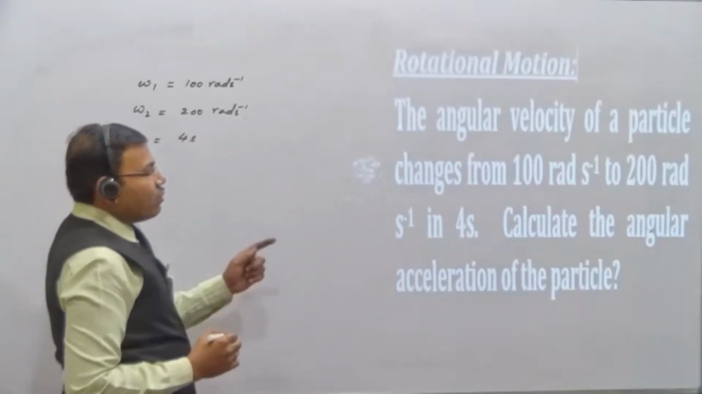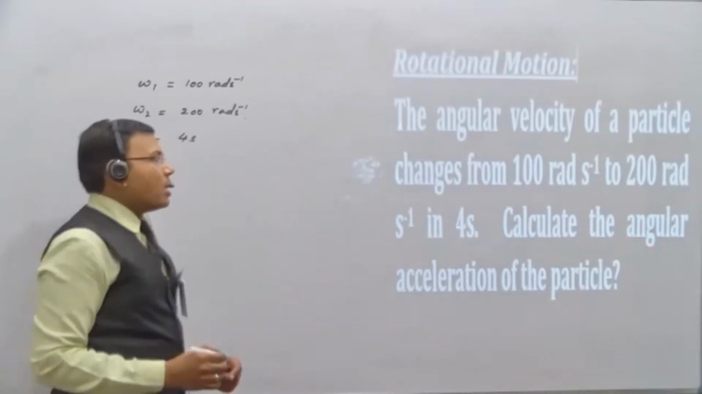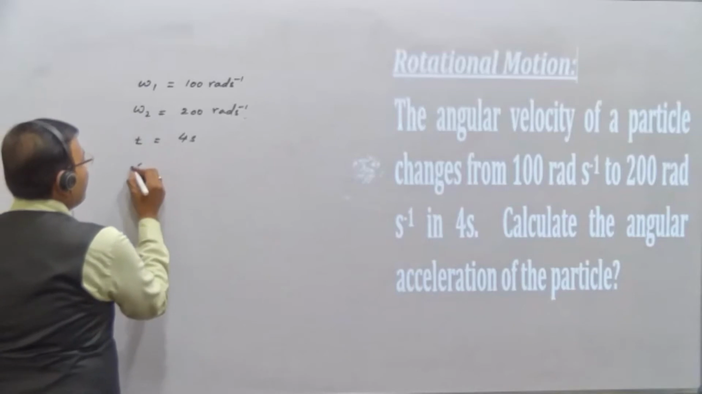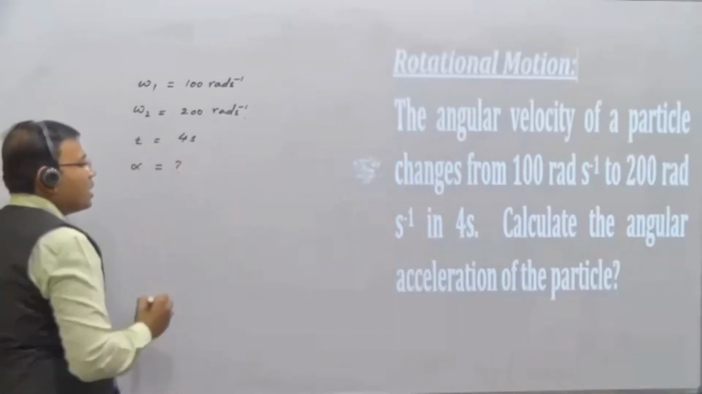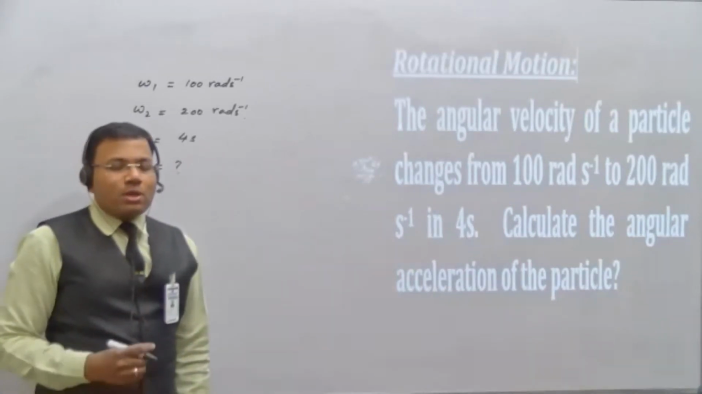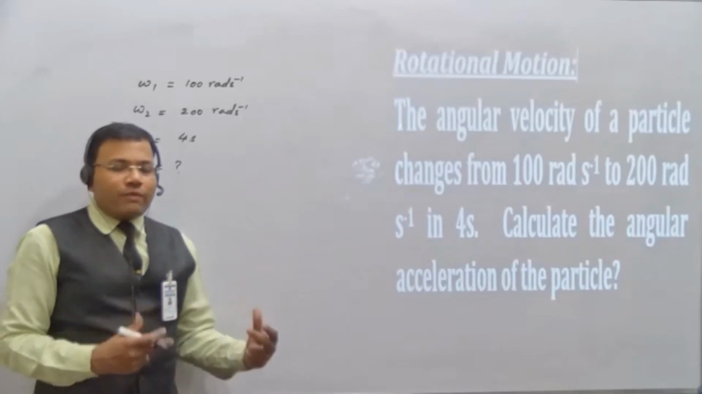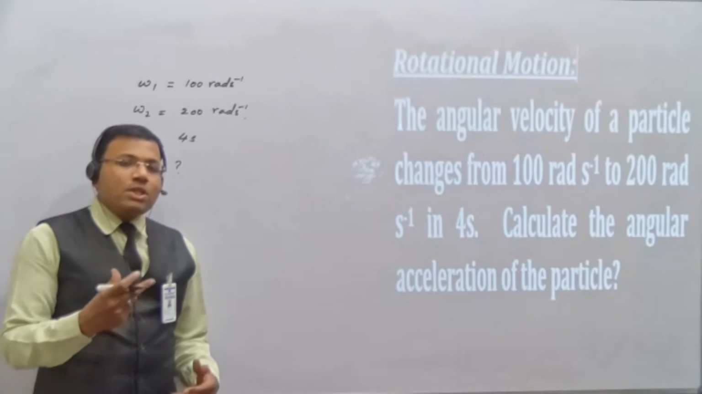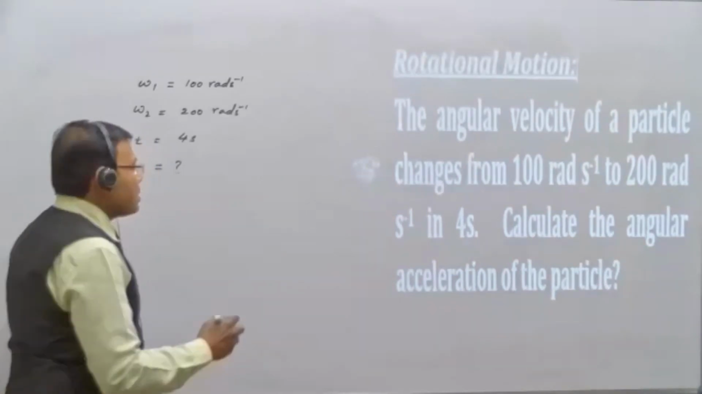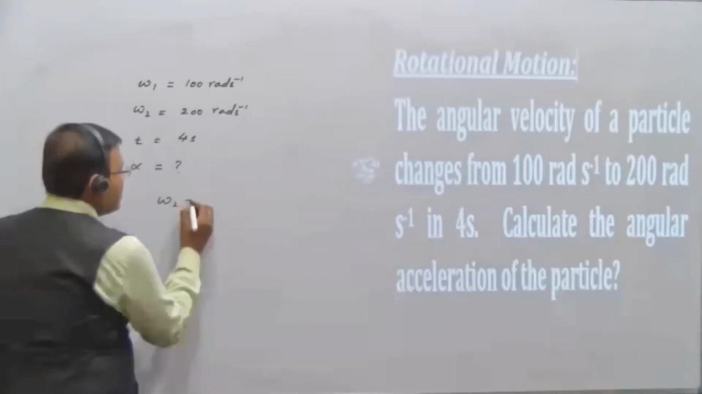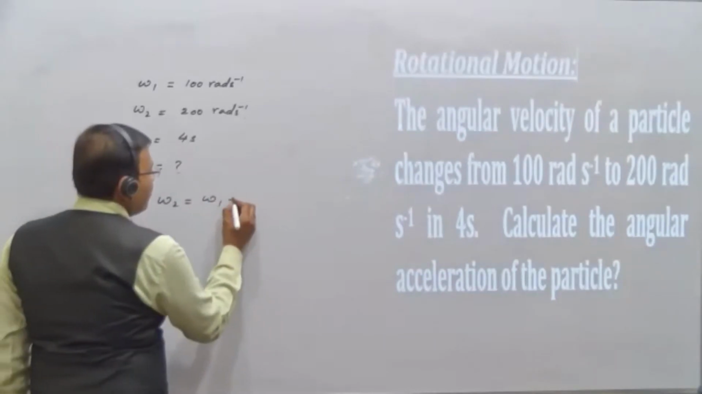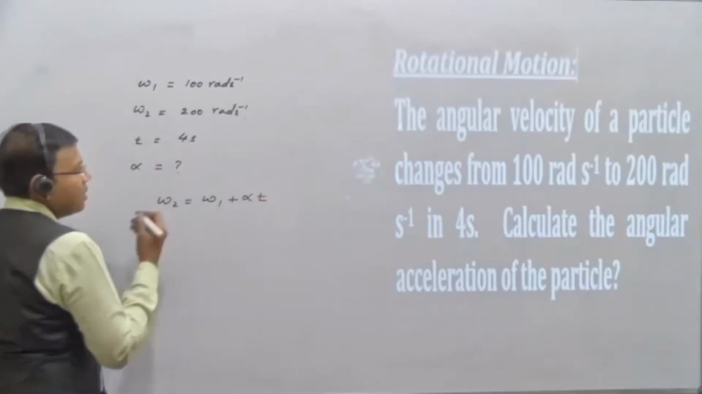Now students, we have to calculate the angular acceleration for this particle. So I need to calculate what is alpha. What equation are we going to use in this situation? You need not remember different equations for different situations. Let us move with v is equal to u plus at, as omega 2 is equal to omega 1 plus alpha t, that we have just seen.